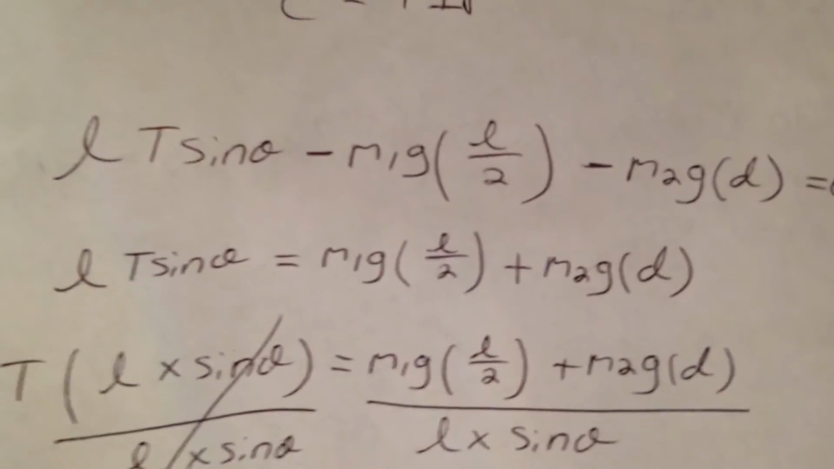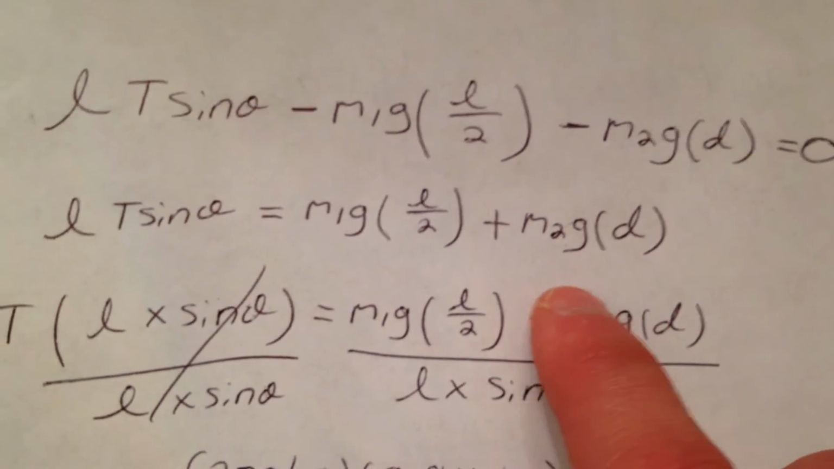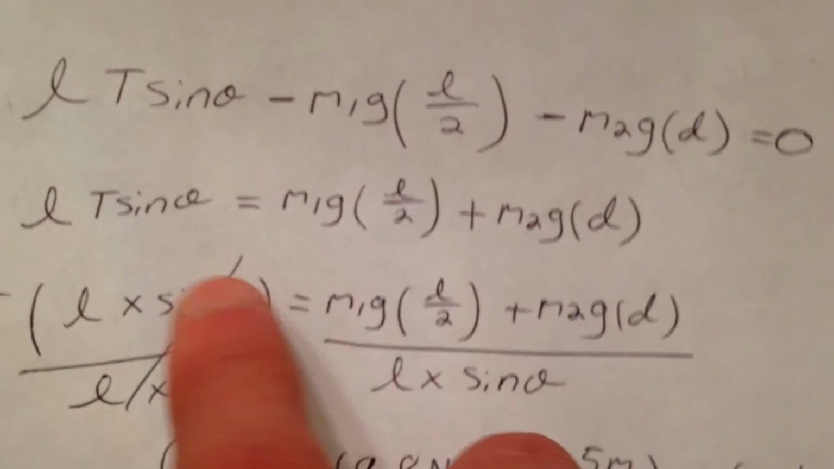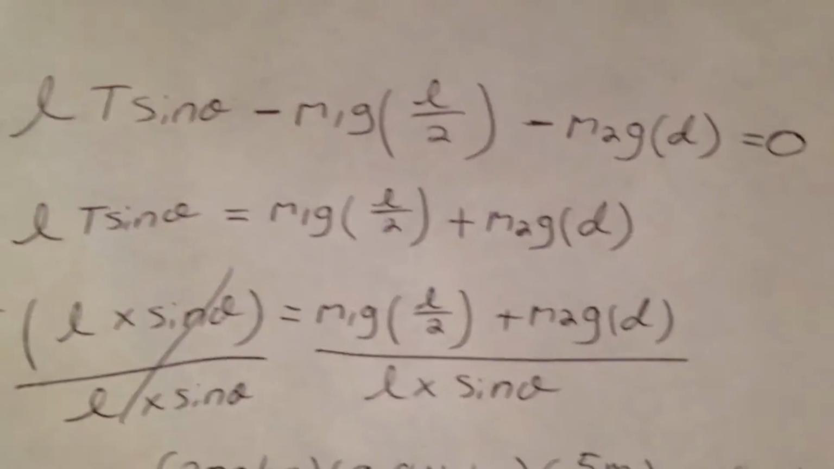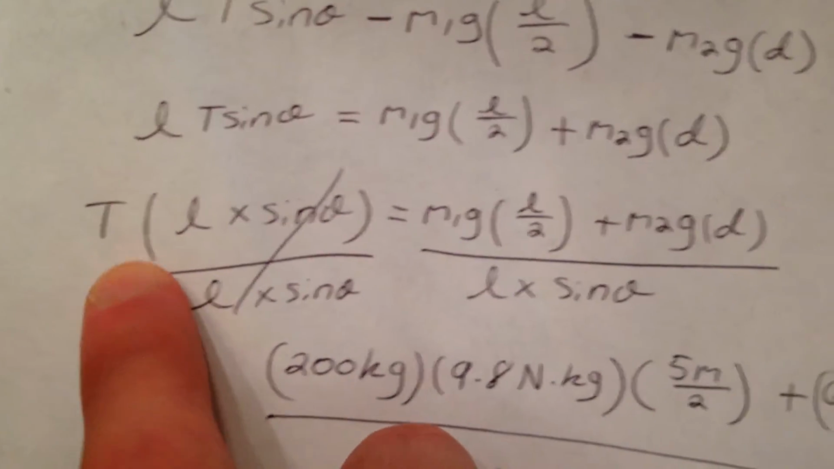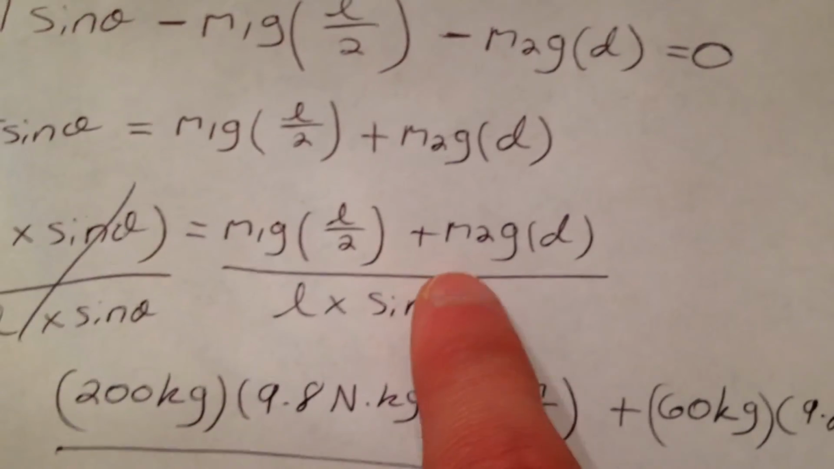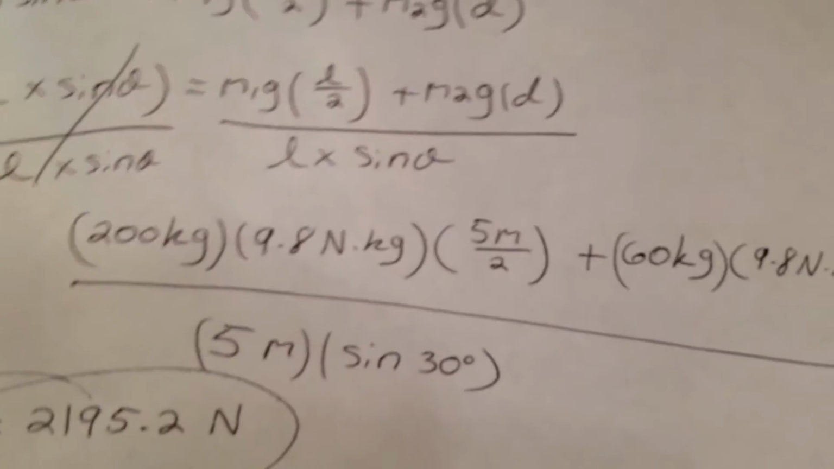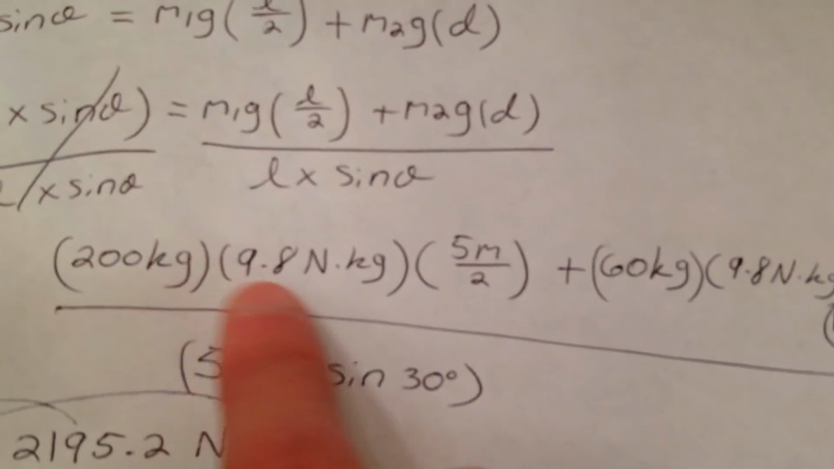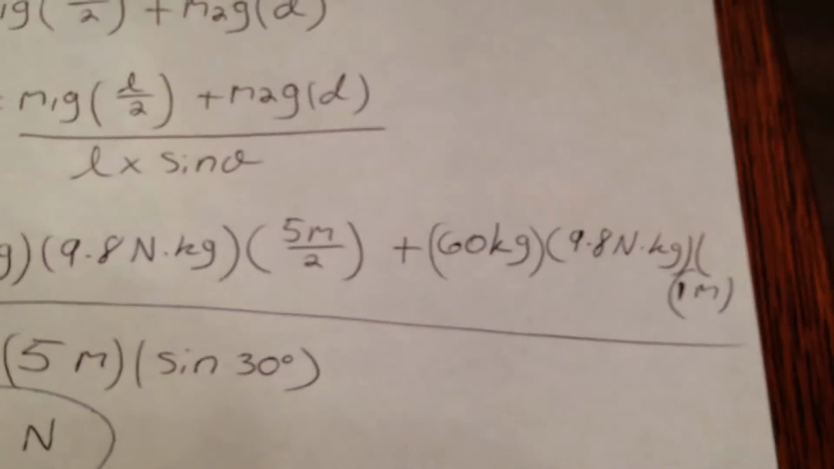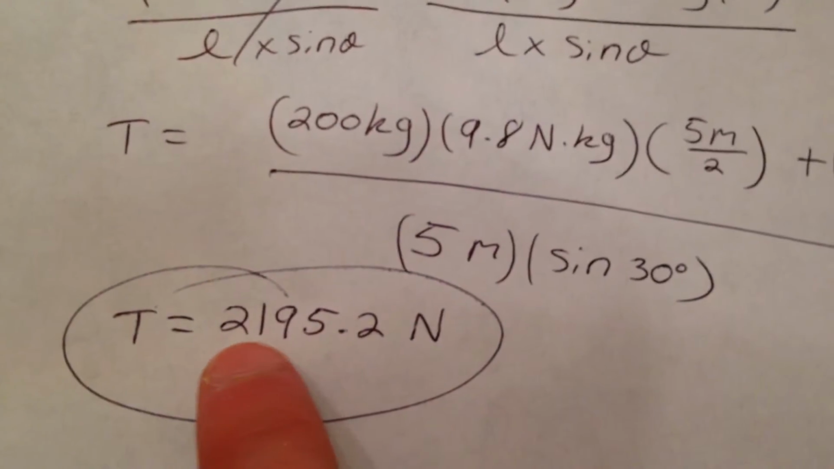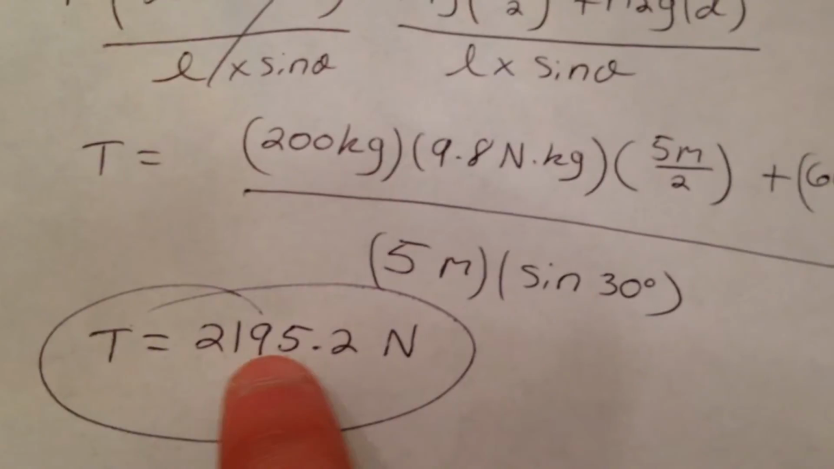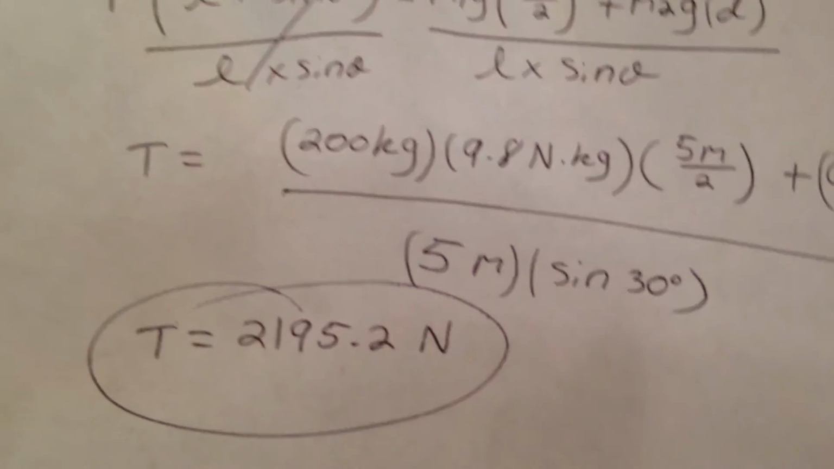So now in these next two steps, as you can see, I'm just trying to isolate the tension, get the tension by itself. I moved everything over, and eventually T is by itself, and this is how the final would look. This is just the math for it. And the tension is 2,195.2 newtons.